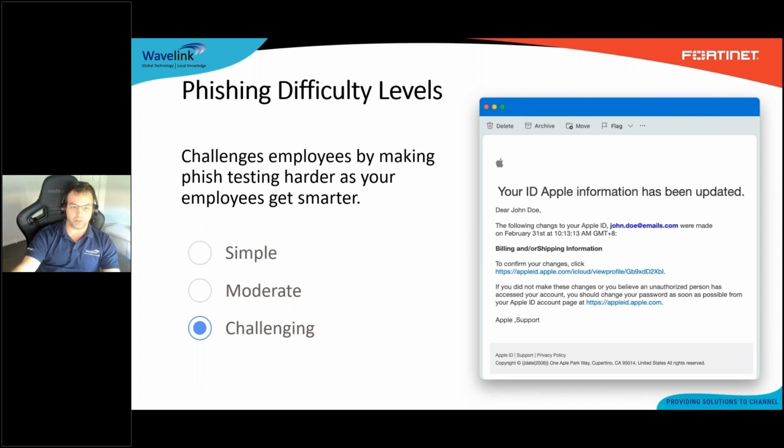So there's 3 different difficulty levels. There's simple, moderate, and challenging. And you might want to start off at the simple and see how many users can detect that it's a scam. And you then might do another attack and change it to moderate and then go to challenging. And then as it gets more difficult, you'd want to hope that your users are detecting the more difficult ones.